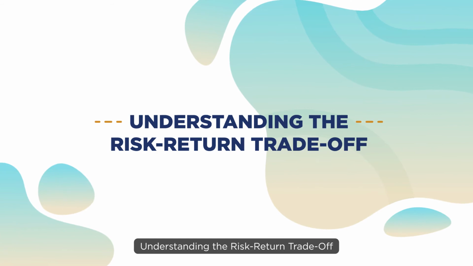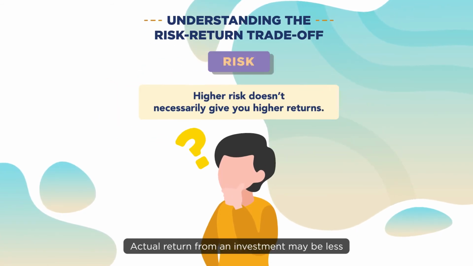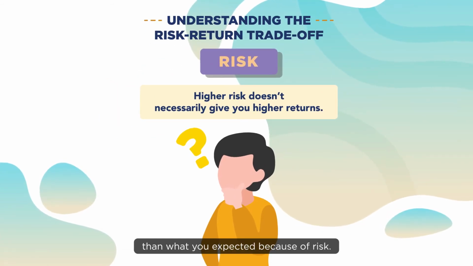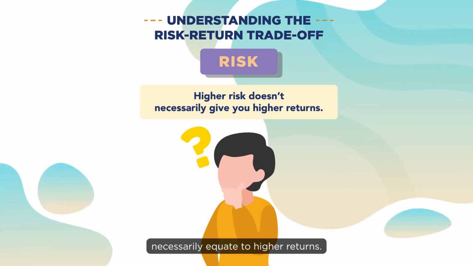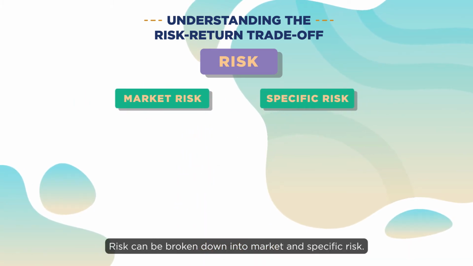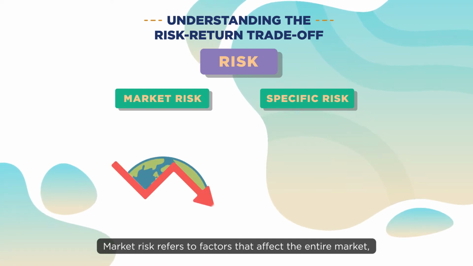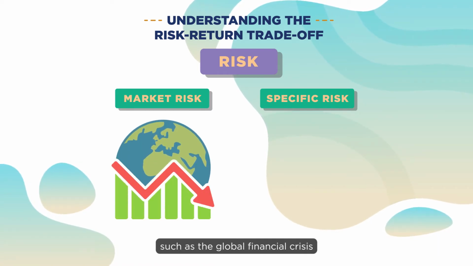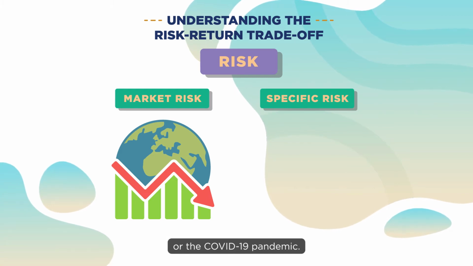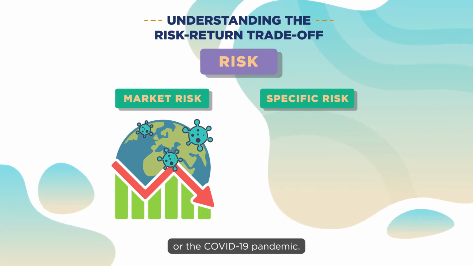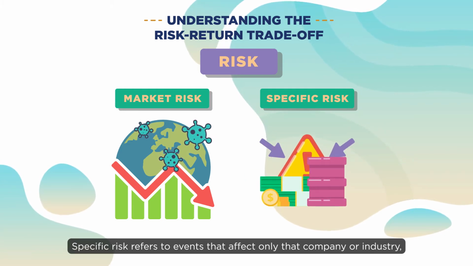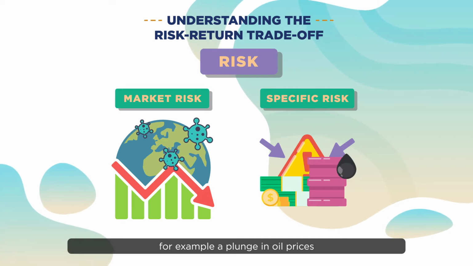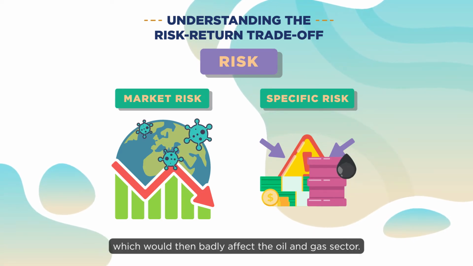Understanding the risk-return trade-off. Actual return from an investment may be less than what you expected because of risk. It's important to remember that higher risk does not necessarily equate to higher returns. Risk can be broken down into market and specific risk. Market risk refers to factors that affect the entire market, such as the global financial crisis or the COVID-19 pandemic. Specific risk refers to events that affect only that company or industry. For example, a plunge in oil prices, which would then badly affect the oil and gas sector.